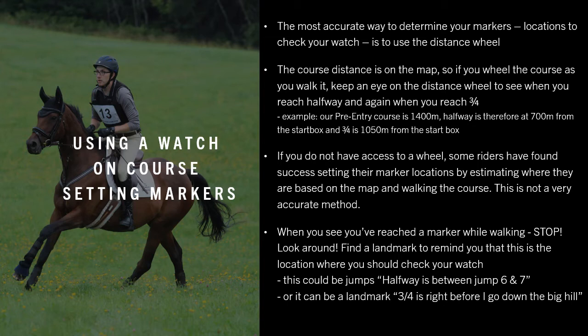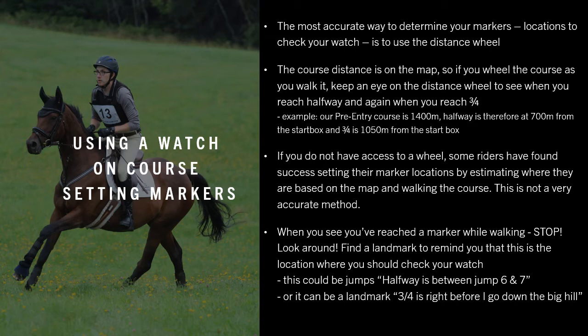If you don't have access to a wheel, some riders have found success in just setting those markers based on guesses. They just estimate, well, that seems like kind of halfway through the course, and then that seems like 3/4. It's not a very accurate method, but it's better than nothing. So if you don't have a wheel and that's the way you have to do it, then that's okay. And it'll still give you a rough idea. I think I'm somewhere halfway around the course. Am I about halfway through my time?